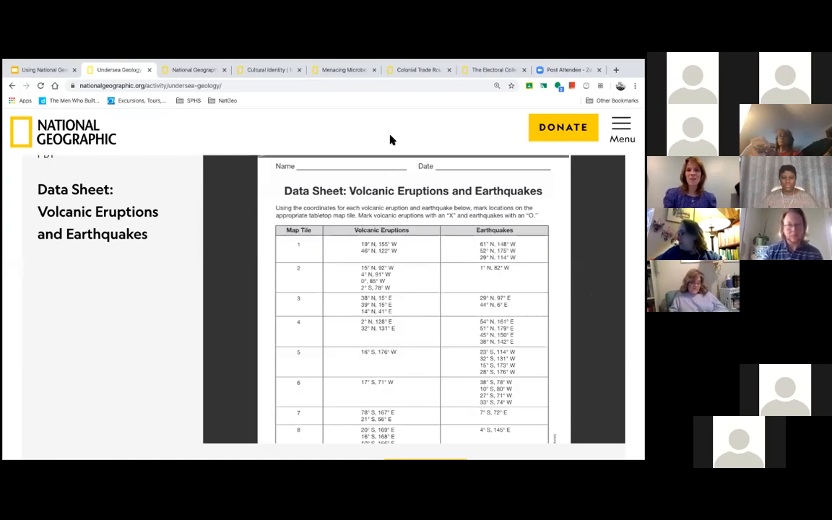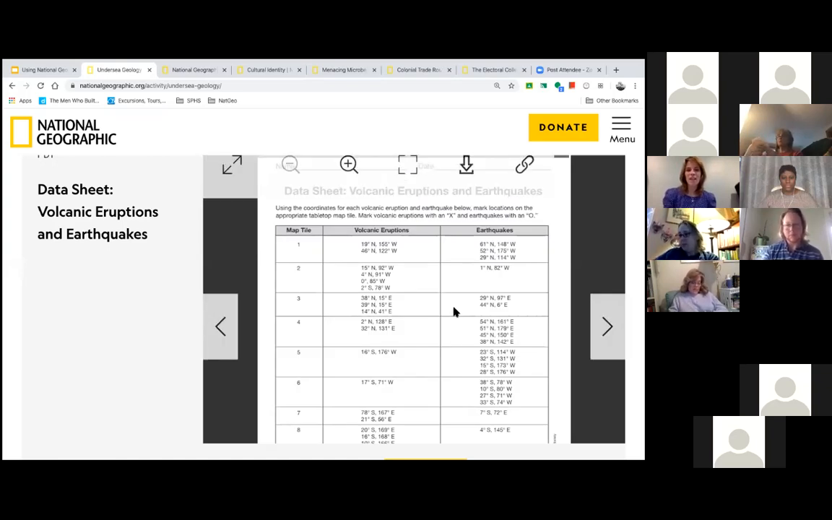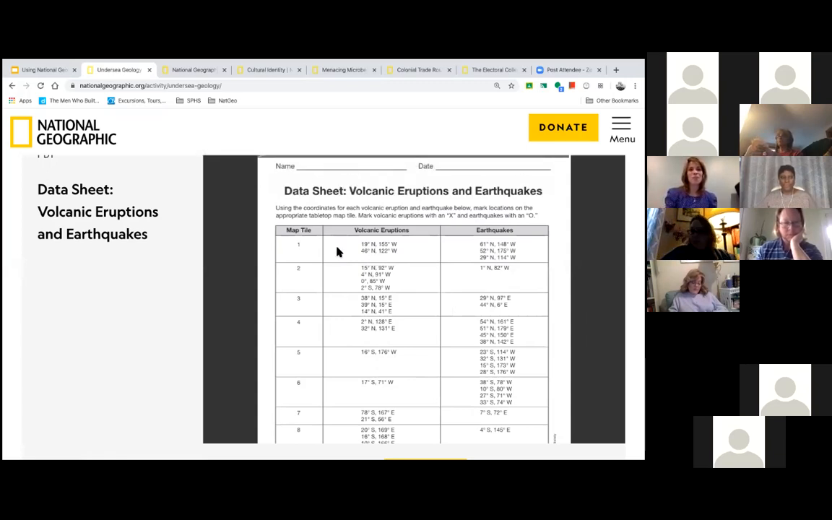There we go. And so students can collect our data, mark the volcanic eruptions with an X, earthquakes with an O. So they would be utilizing lots and lots of geography in the classroom. So definitely outside traditional thinking.